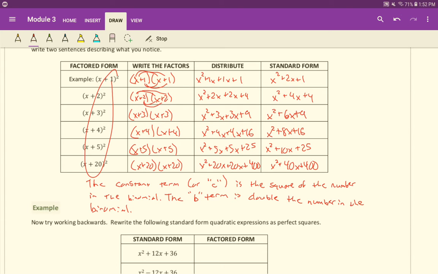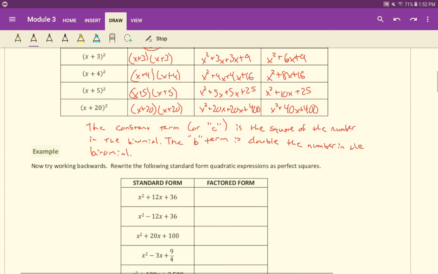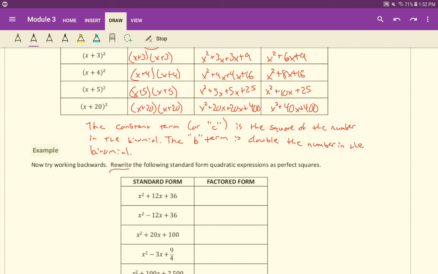Square these numbers and you get all these c terms over here. Now try working backwards. Rewrite the following standard form quadratic expressions as perfect squares.